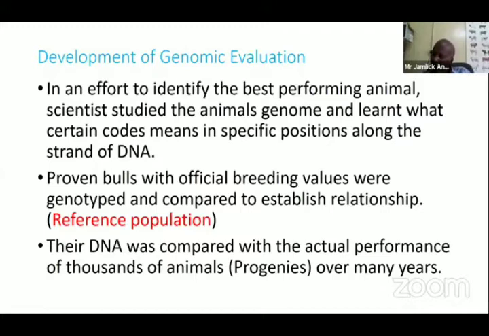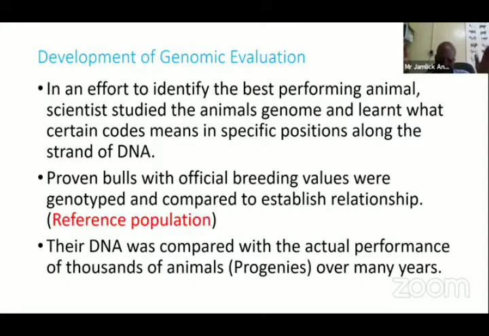Just like the way farmers talk out there on the farms, they say, this animal has got a gene for a lot of milk. So they went looking for that gene. Where is this gene? They knew it must be somewhere. And so they studied the DNA and learned that certain codes in specific areas around the DNA meant some specific information.